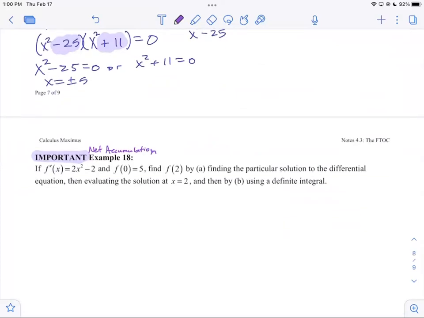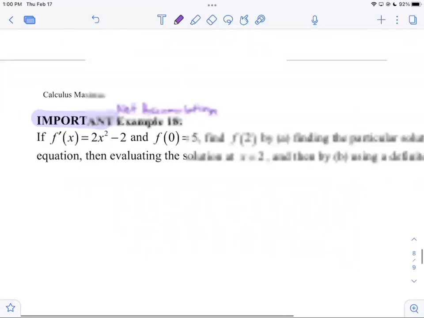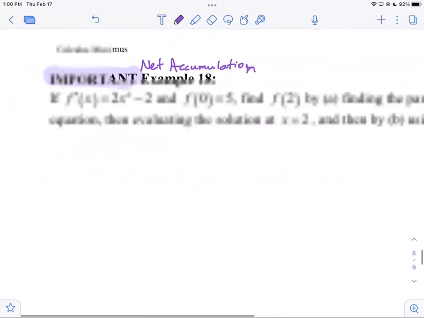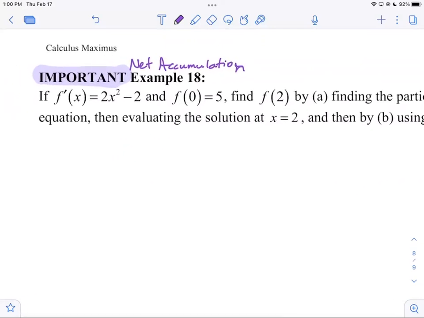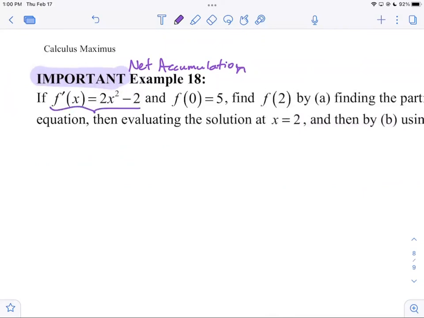If f prime of x is equal to 2x squared minus 2, and f of 0 is 5, find f of 2 by finding the particular solution to the differential equation. We can answer this right now by going back to 4.1. Let's do that first. This is a differential equation, right? How do I know? It's a derivative with an equal sign. I want to solve it by getting back to f of x. I have an initial condition, a point that satisfies the function. We'll call this method 1, using section 4.1.